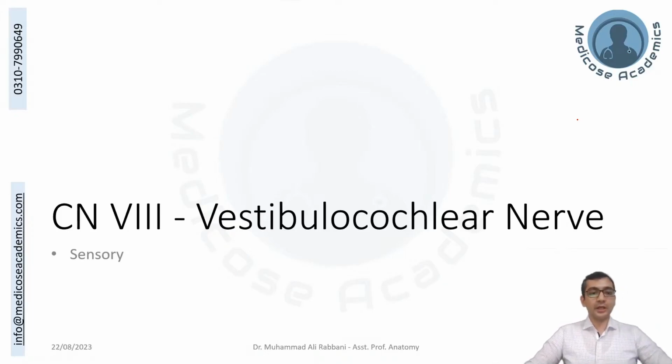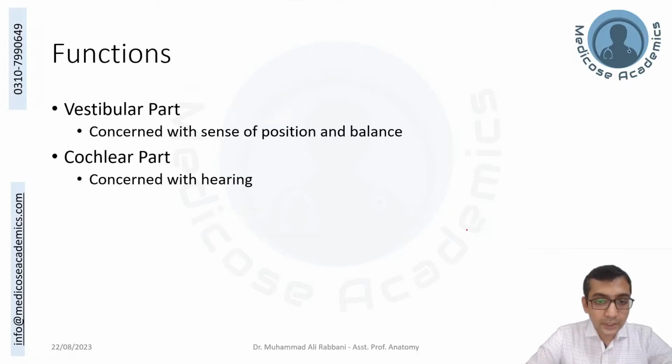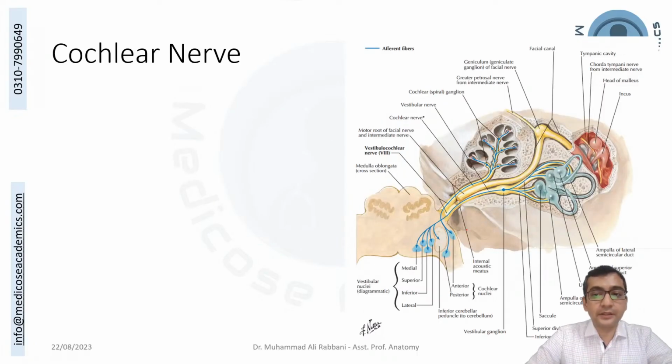Let us move to the last 5 cranial nerves. Vestibulocochlear nerve, as the name indicates, has two components: vestibular part for the balance, cochlear part for the sound, and these two parts are supplying the inner ear.